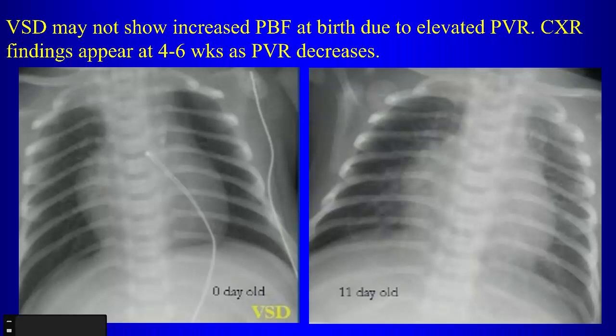So with any of these lesions where you can have increased pulmonary blood flow, that may not be apparent clinically or even on the chest radiograph when the baby is first born. Because of high vascular resistance, you don't actually see the left to right shunting. It really doesn't manifest until the pulmonary vascular resistance starts to drop. And when that drops during the first few weeks, then you can actually start to see the increased pulmonary blood flow on the chest radiograph, and clinically the shunt becomes more apparent.